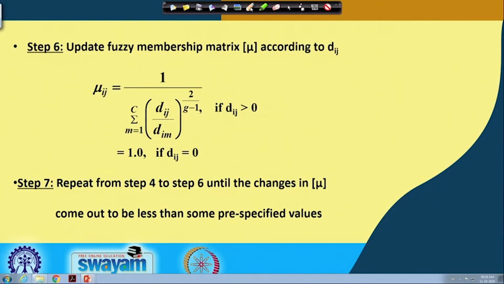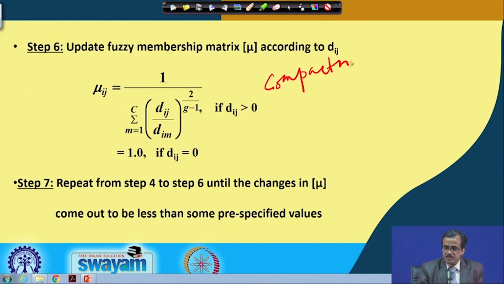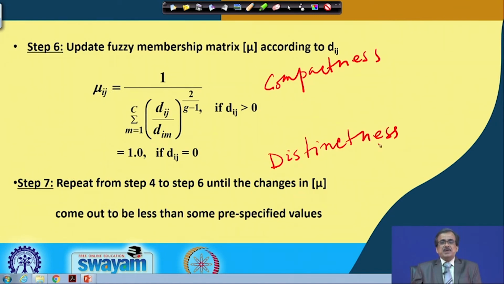Now, here I am just going to define what we mean by the compactness of a particular cluster, and another is the distinctness of a particular cluster. Let me try to define what we mean by the compactness of a particular cluster.